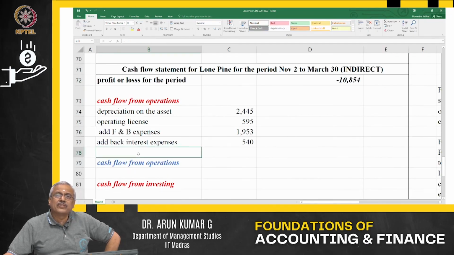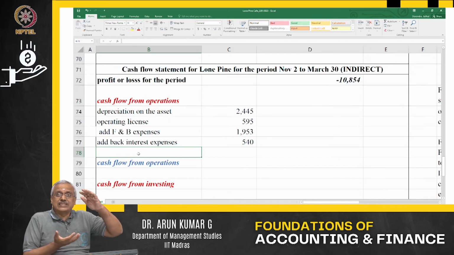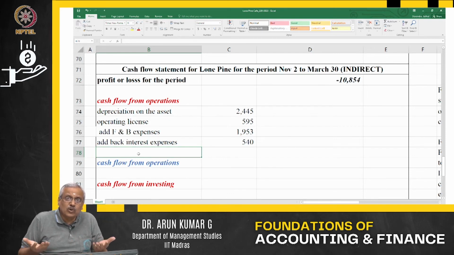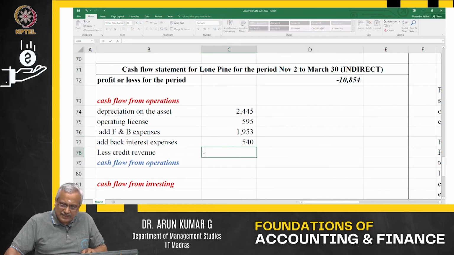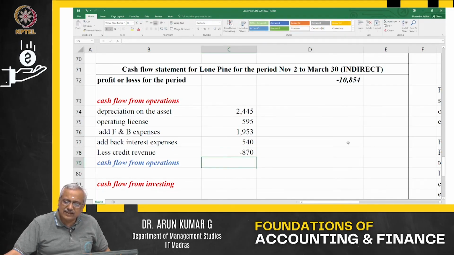So what happens? Have you received cash on it? That is the revenue which is added. But have you received cash on it? No. So what should the cash balance be? Cash balance should be less by so much. That is less credit revenue. How much is it? $870.